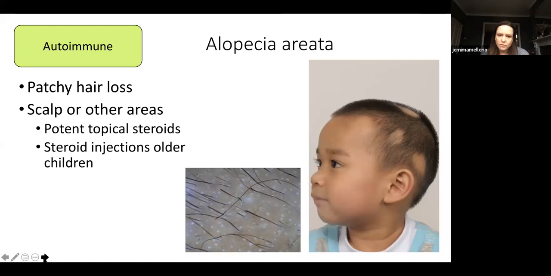And then one of the hallmark features you see, if you look with a dermatoscope, look under a lens, you can see these exclamation mark hairs. So often around the edges of the patches of alopecia, you can see what seem to be little broken hairs, but they're slightly broader at the free end and narrow down as they enter into the scalp.